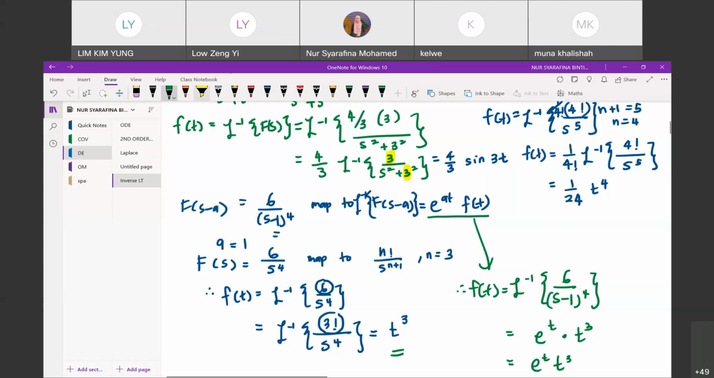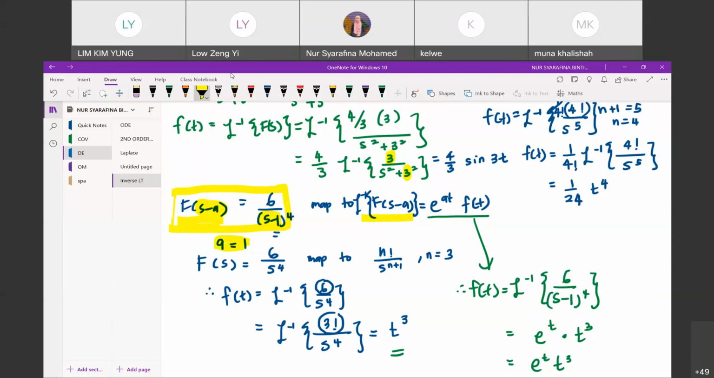Okay? Want me to repeat? All right, so first we have Fs, right? But you can see it is mapped to F(s minus a) because there is no form that can be matched to this. So actually this 6 over (s minus 1) to the power of 4 is F(s minus a), where you can see here s minus 1 is s minus a. So a equals 1.